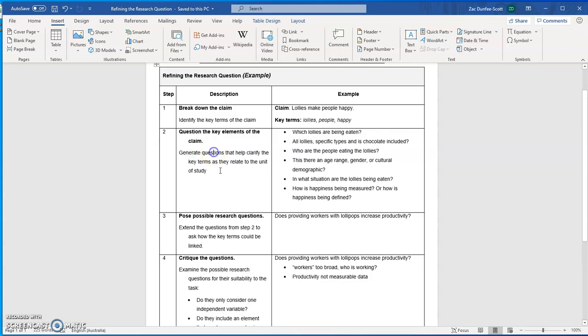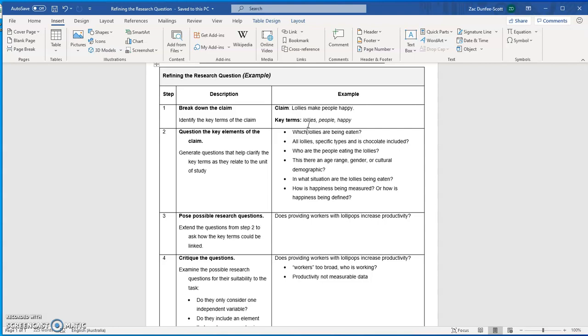What you need to do now is question the key elements of the claim. You need to generate questions that help clarify the key terms as they relate to the unit of study. Our unit of study was evolution and genetics, so when you're doing yours, you're going to break down these key terms and generate questions that help clarify them. One we've done here for the claim lollies make people happy is: which lollies are being eaten? We need to make sure this is specified. The claim is very broad, just like the claims in your assignment, so we need to narrow these down.